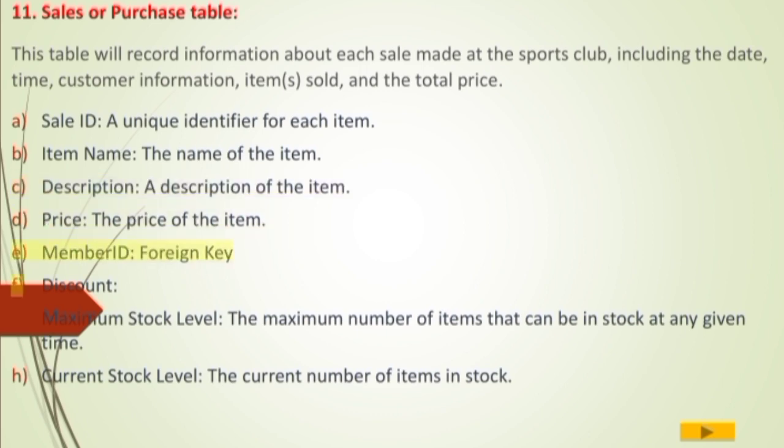E. Member ID. Foreign key. F. Discount. G. Maximum stock level. The maximum number of items that can be in stock at any given time. H. Current stock level. The current number of items in stock.